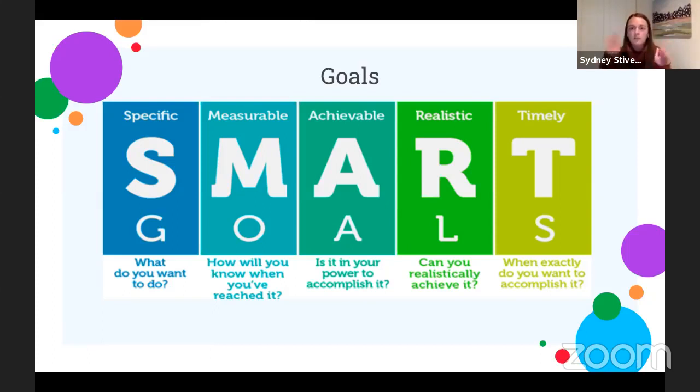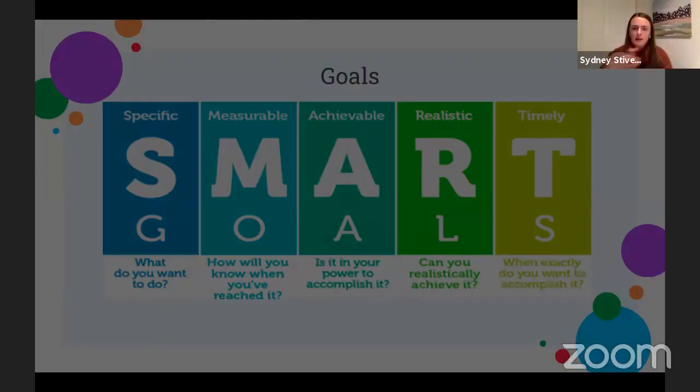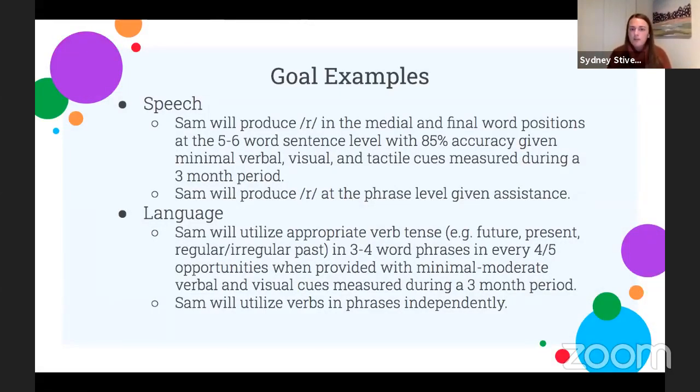And then given assistance, well, what kind of assistance are you giving the child? So like in my first goal, we had verbal, visual, and tactile, which a verbal cue would be me reminding, maybe I'm reminding Sam, oh, Sam, don't forget to put your tongue back for that R sound. A visual cue would be me showing him, you know, I might have a picture of somebody making the R, or I will show him with my own mouth. And then a tactile cue would be like a touch cue. So maybe we're tracing down our arm to make an S, or maybe, you know, I'm touching the back of his throat to remind him to get his tongue back. But it's really important to have those specific types of cues because then that helps you know how your therapist is targeting the goals.